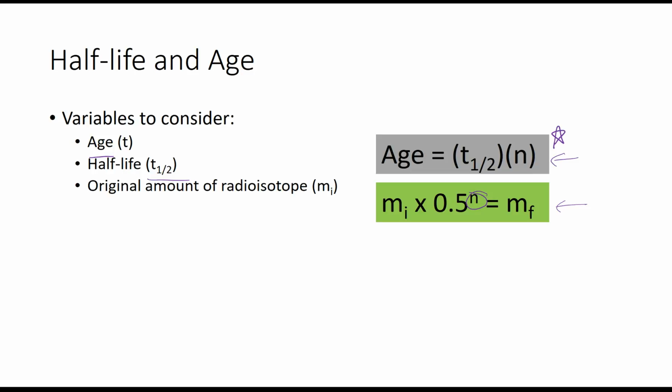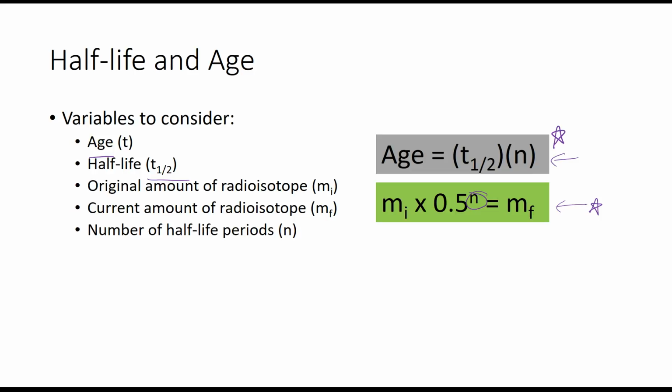So in the case of that carbon-14 example, we don't know n, so we're actually going to use this one first to solve for n. I'll show you how to do that momentarily. So Mi, our mass initial, is the original amount of isotope. The Mf is how much we have at the end of a certain period of time, or maybe how much we have now if we're trying to figure out how old the sample is. And n is the number of half-life periods.